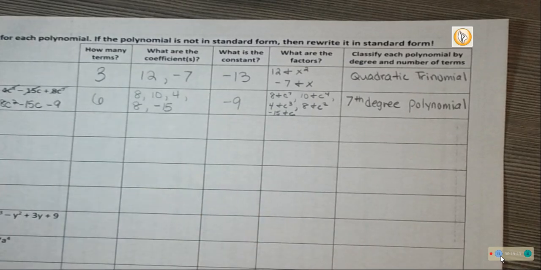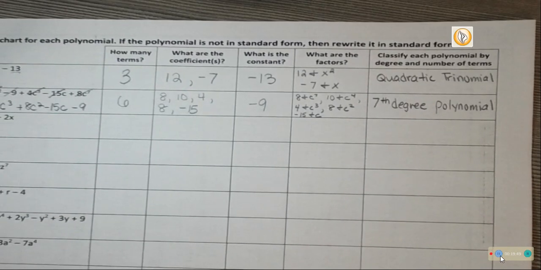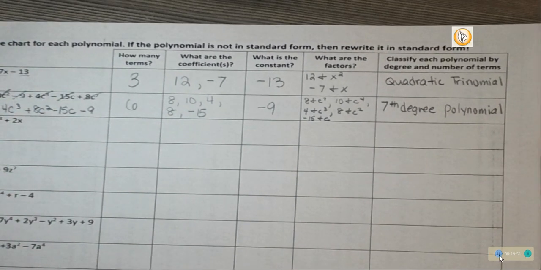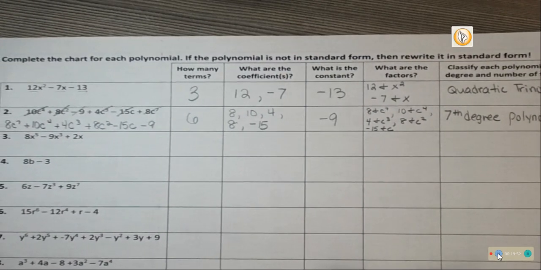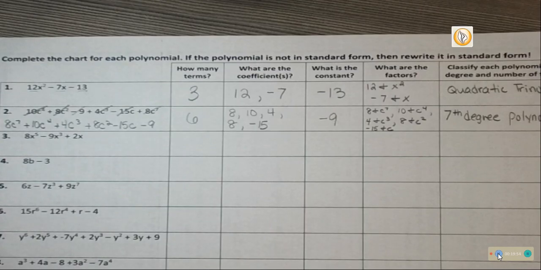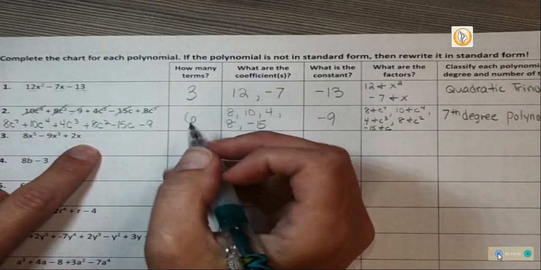So you could have a monomial, binomial, trinomial, or polynomial. Once you get over 3, you just call it a polynomial and you move on about your day. All right, let's look at this next one. Number 3. How many terms we got? 3. 1, 2, 3.